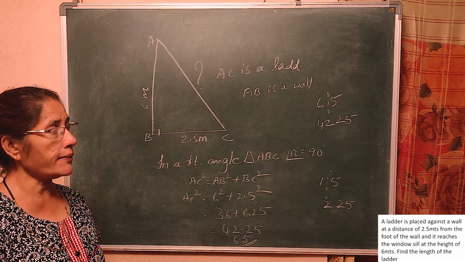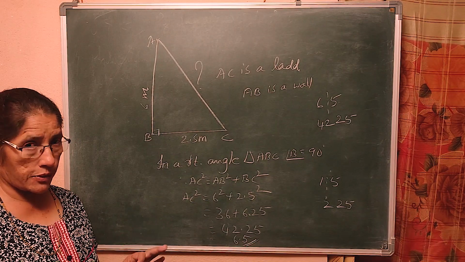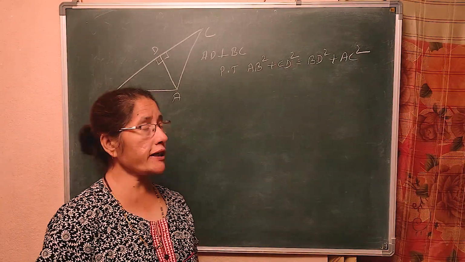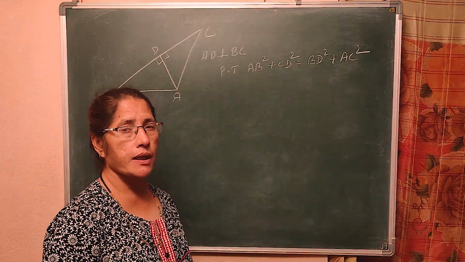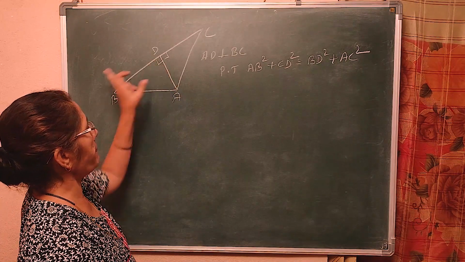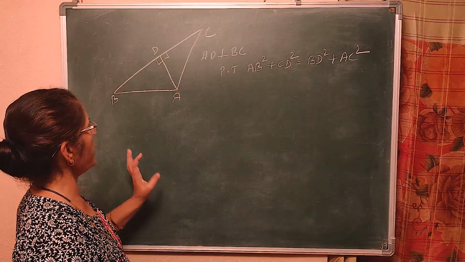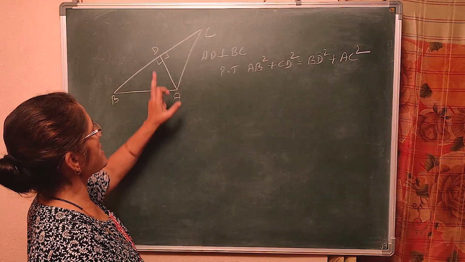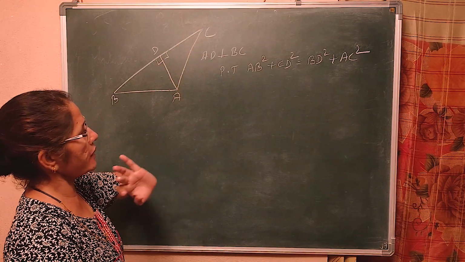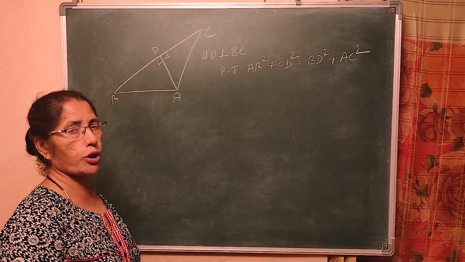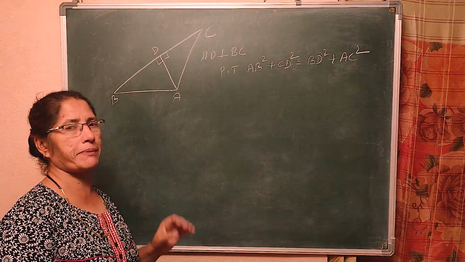Did you all understand? Now let us solve the last problem and let me conclude this class. Now look at the third example. The question is like this. They have drawn the figure AD perpendicular to BC. Prove that AB square plus CD square is equal to BD square plus AC square. All this looks very complicated, but it is very simple.